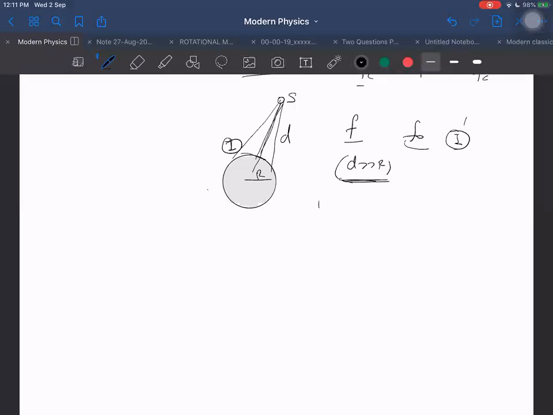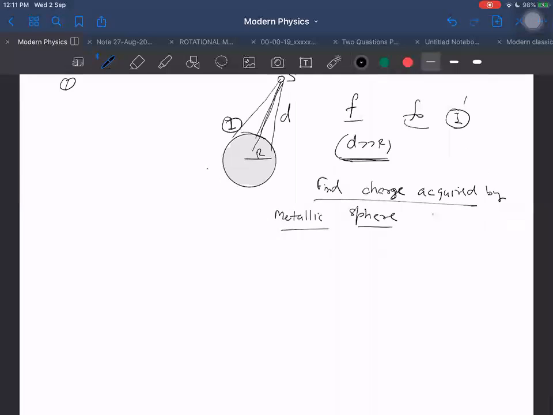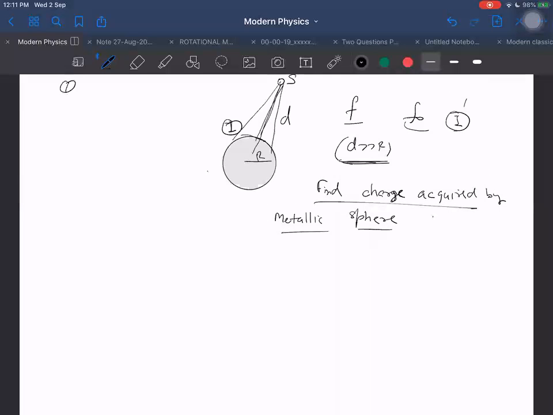So the question is: find the charge acquired by the metallic sphere. Answer it. One question. Q equal to V into 4 pi.